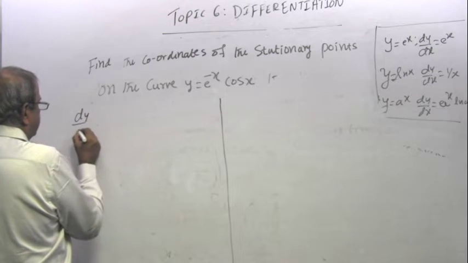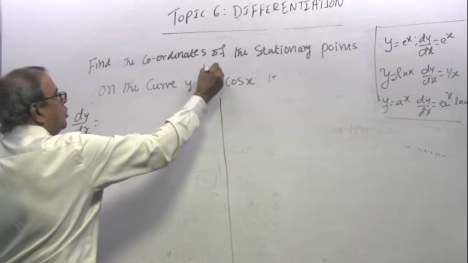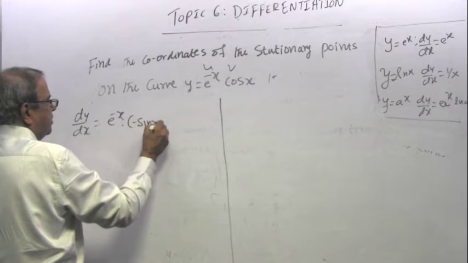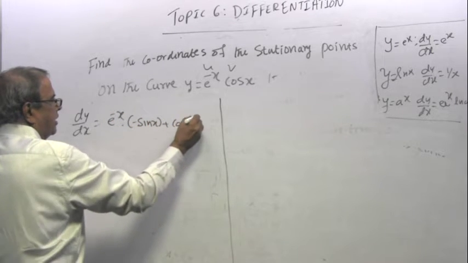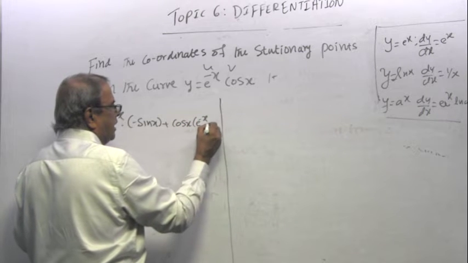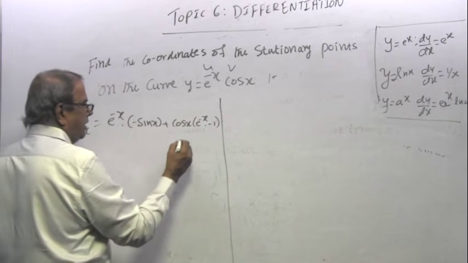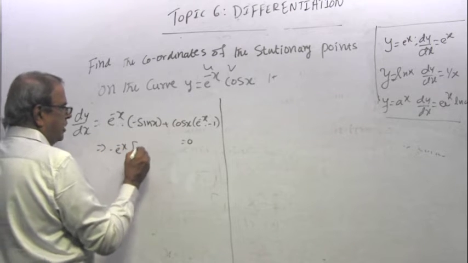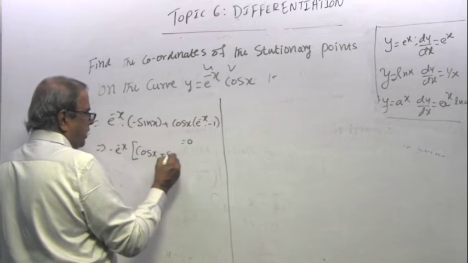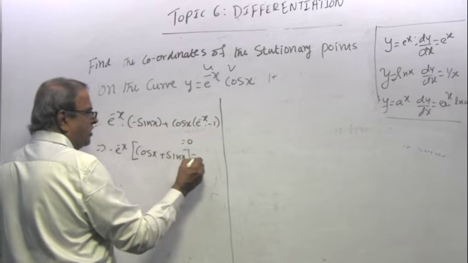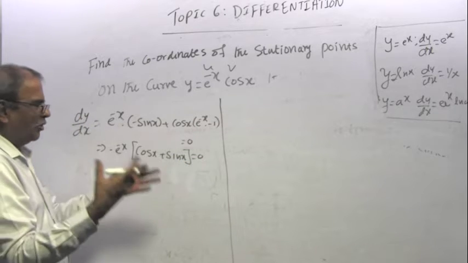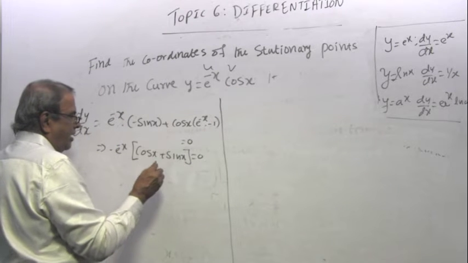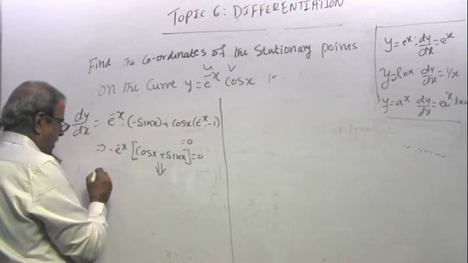So therefore, I think I just have enough time. What's dy by dx? u is e power minus x times minus sin x, plus v is cos x times e power minus x gives you e power minus x times minus 1. Equate it to 0. So I get minus e power minus x times cos x plus sin x equal to 0. You could say sin x plus cos x, but it's easier because I want cos x there. What is this? It's using the R formula.